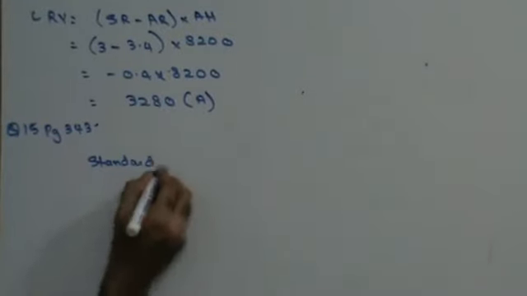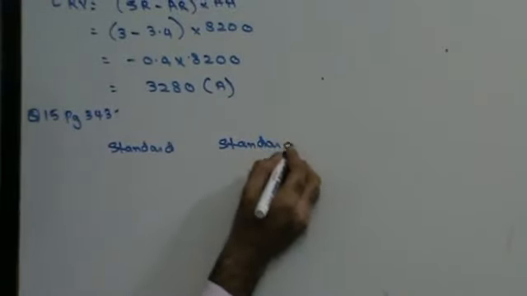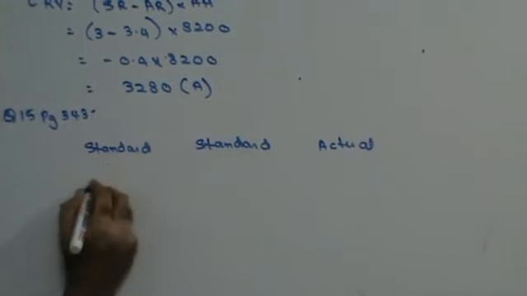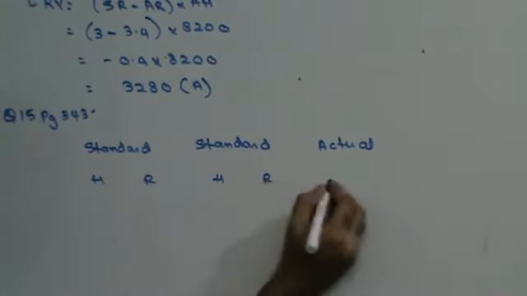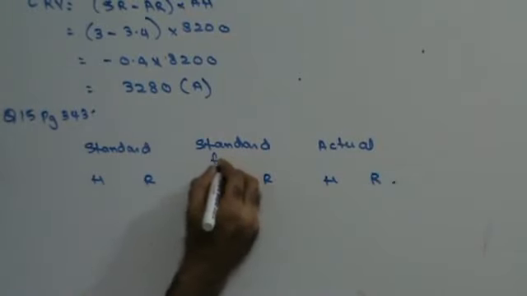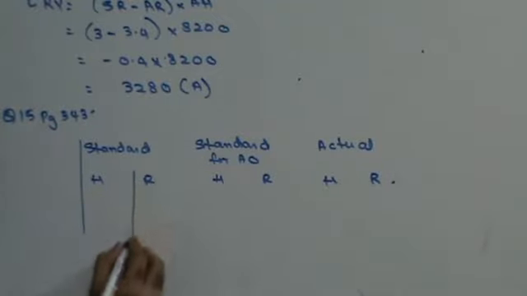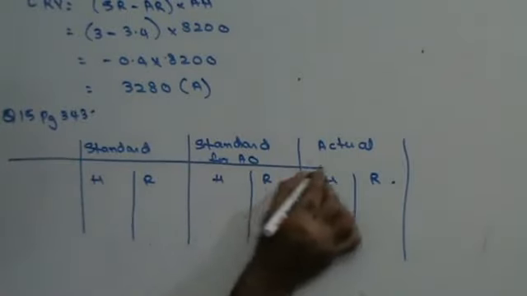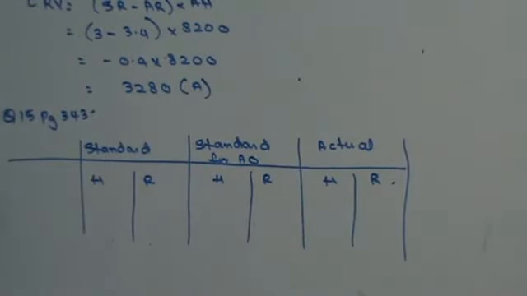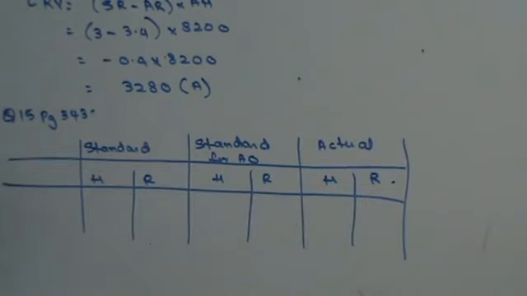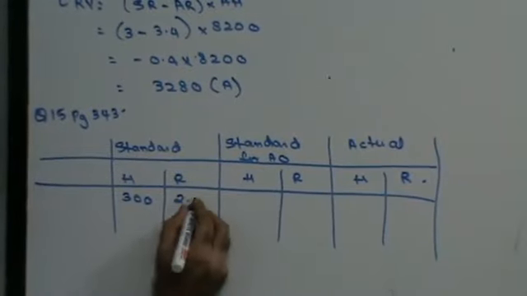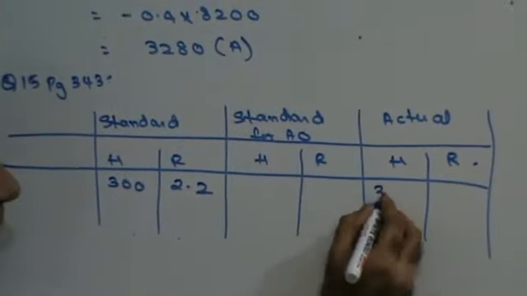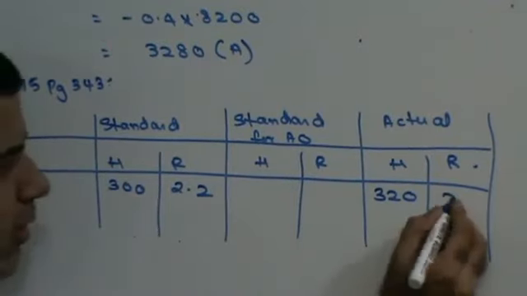Standard, actual, hours, rate, hours, rate, hours, rate for actual output. Now, they've given you that standard hours. The sum says that standard hours are 300 hours and the standard rate is given to you as 2.2. Actual hours are 320 and the actual rate is given to you as 2.